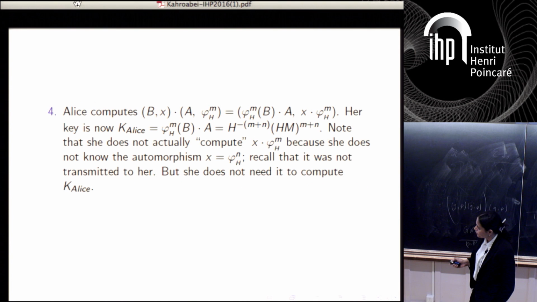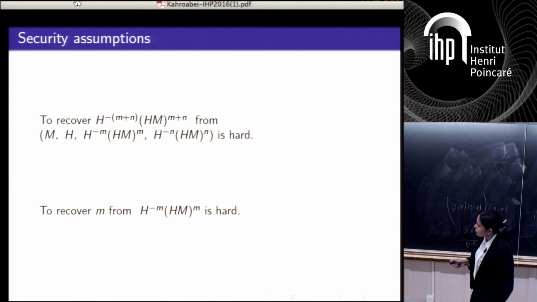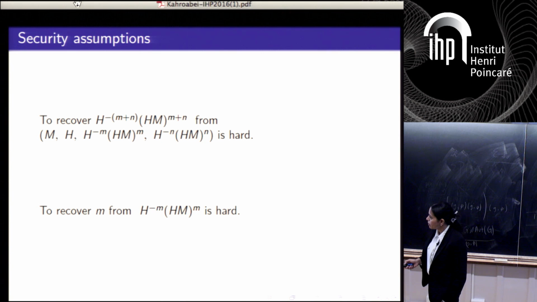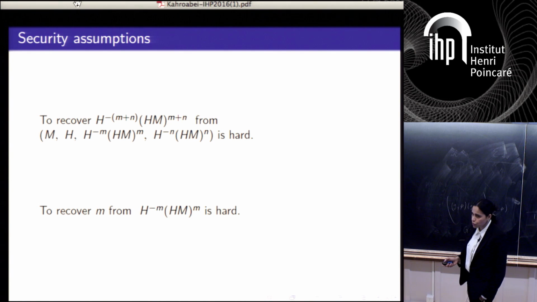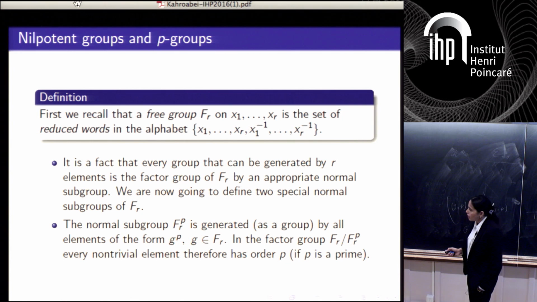The security assumption is basically that recovering the shared key from this tuple is hard, or recovering m from H^(-m) M H^m is hard. So it's more general than a discrete log problem. There was some problem with this, because the dimension is very small and it's prone to the so-called linear algebra attack. And recently we proposed free nilpotent p-groups.